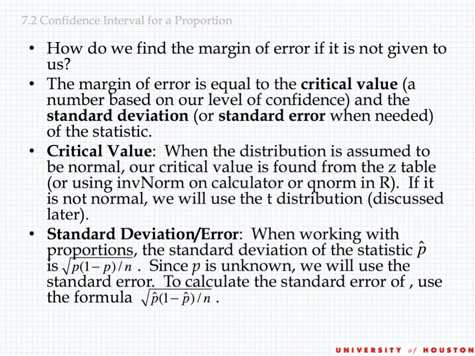Our standard deviation or standard error when we're working with proportions is found by the square root of p times 1 minus p divided by n. However, when we're creating a confidence interval, we don't know the actual population proportion p. So we use the formula square root of p hat times 1 minus p hat over n.